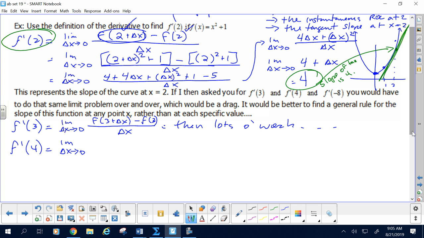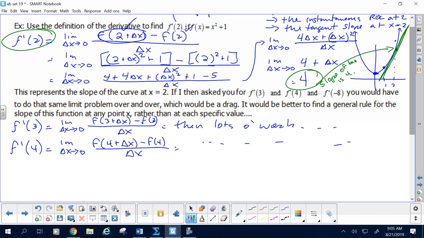If I wanted to find the slope at 4, which is probably way steeper, I would then have to set up a totally new average rate of change or difference quotient and do all that algebra to get a number. And then if they ask for f at negative 8, I have to do all that again. And that would really stink. Do you agree? Yes. Right?